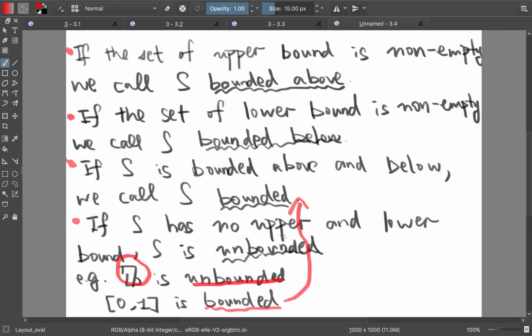Okay, so this is the end of the video about upper bound and lower bound, and we will see you in the next video, which is going to talk about the maximum and minimum.